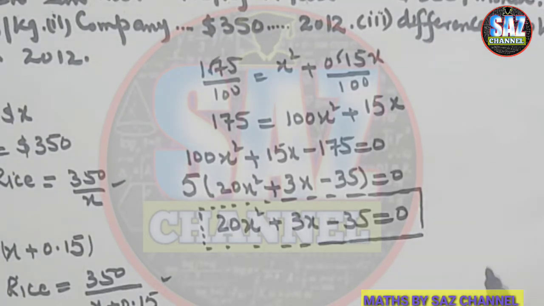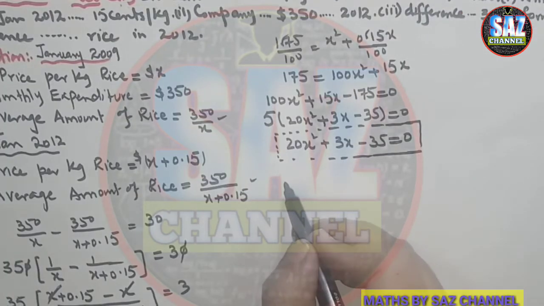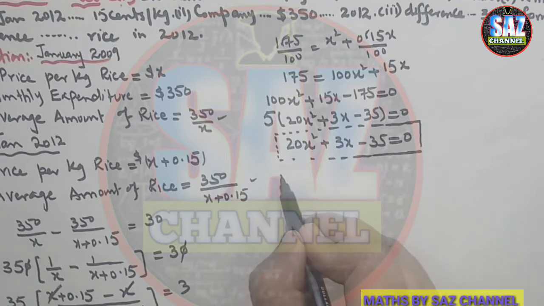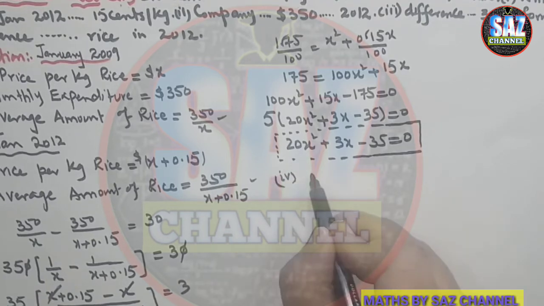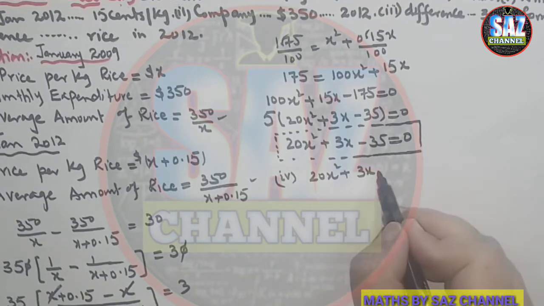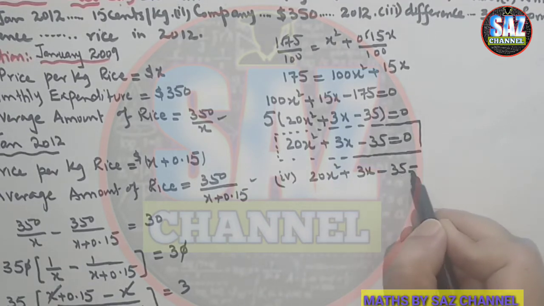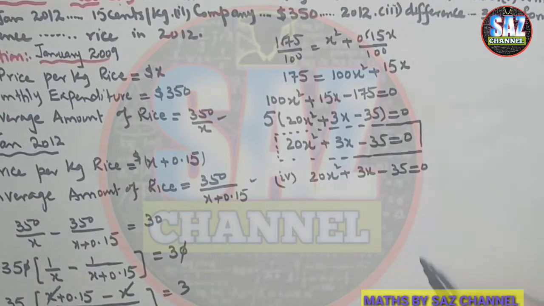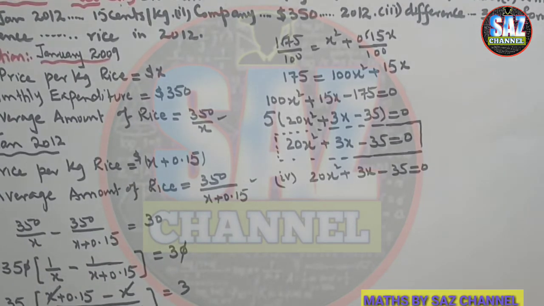Next part says solve the equation. In order to solve the equation and find the price of each kilogram of rice in January 2012, first we have to solve this equation, 20x square plus 3x minus 35 equals 0. Recall the methods of solution of a quadratic equation.